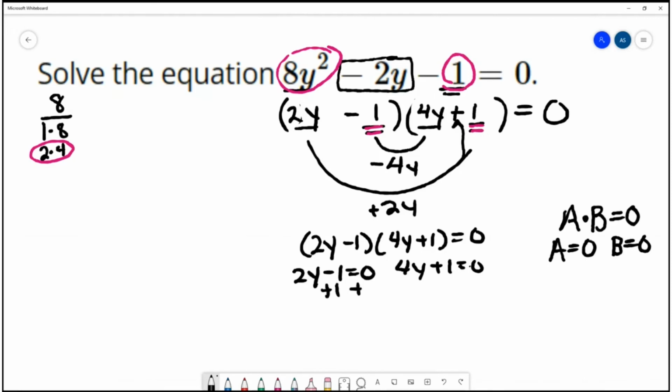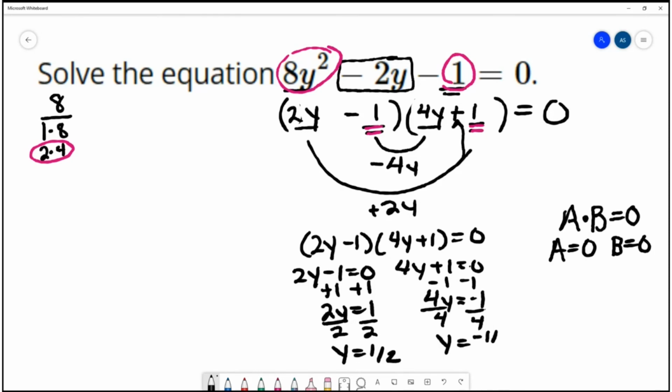So I'll add 1 to both sides. That gives 2y equals 1. I'll divide by 2 and we have y equals 1/2. Subtract 1, we have 4y equals negative 1. Divide by 4 and y equals negative 1/4. So we've solved the equation and our solutions are positive 1/2 and negative 1/4.